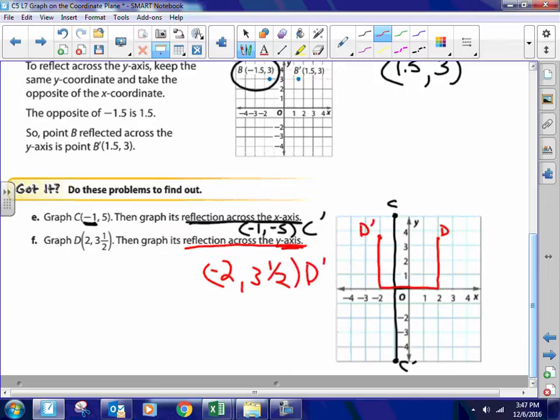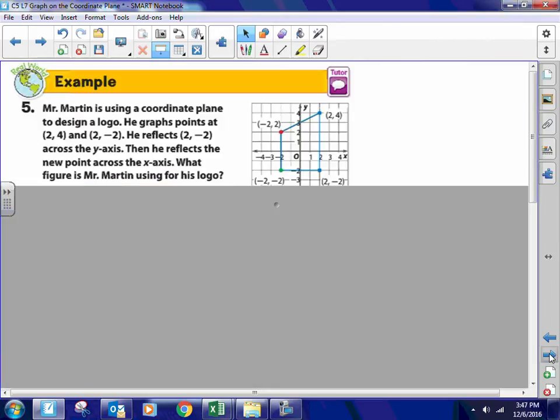And that is our D prime. The reflection is the prime. I know you might get that backwards, but don't. We don't put a little apostrophe on things unless we're making a copy of it. All right? This is the last one.